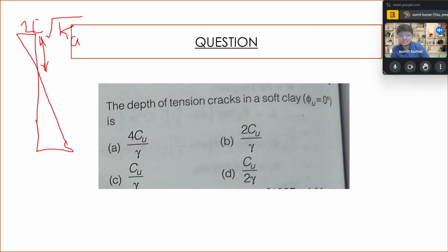So depth of tension crack in soft soil is going to be 2c by gamma, as phi equal to 0 for this case. So Ka, that is 1 minus sine phi upon 1 plus sine phi, I will write that: 1 minus sine phi by 1 plus sine phi.